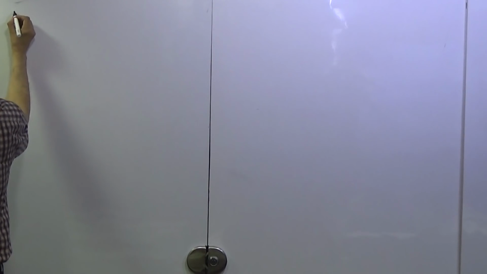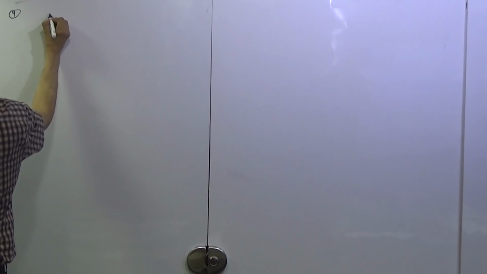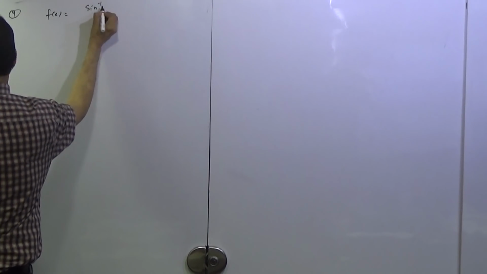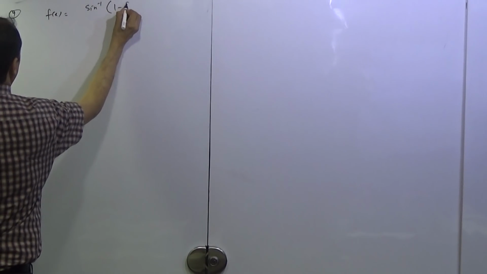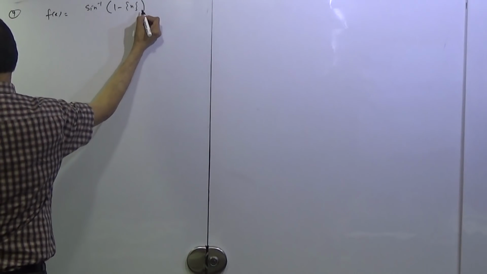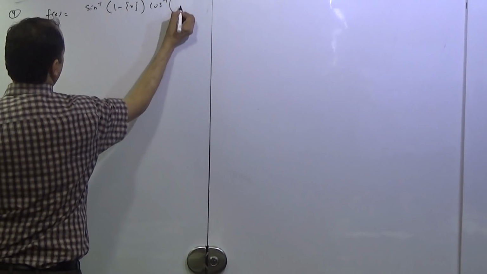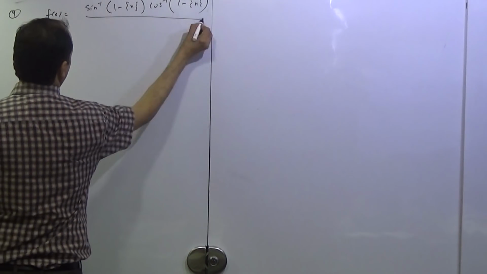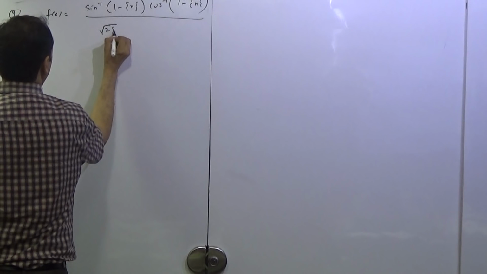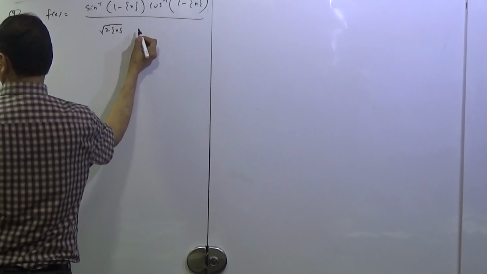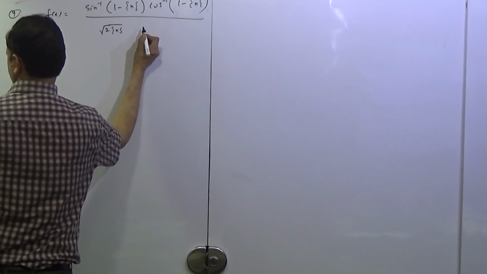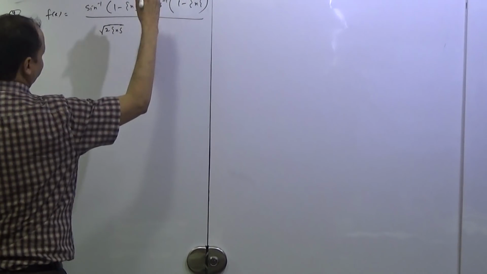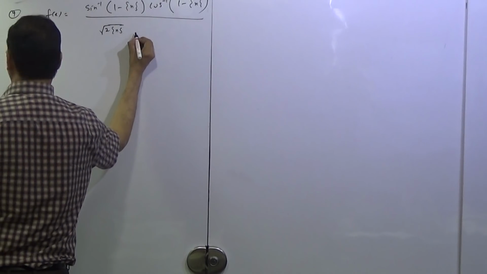This is question number 9. Given f of x is equal to sine inverse of 1 minus fractional part of x, times cos inverse of 1 minus fractional part of x, divided by root 2 times fractional part of x. Here fractional part of x is the function whose value lies between 0 and 1, closed at 0 and open at 1.